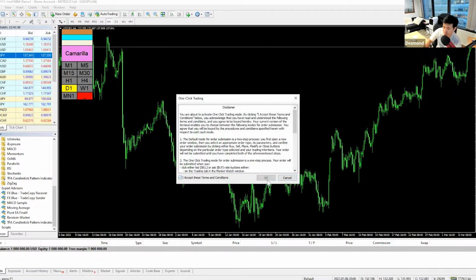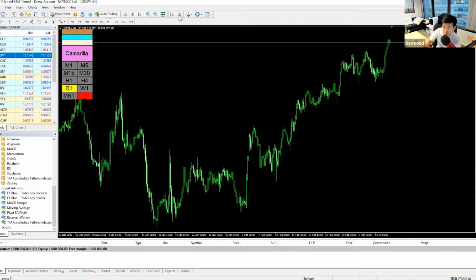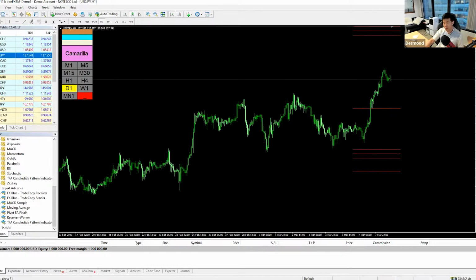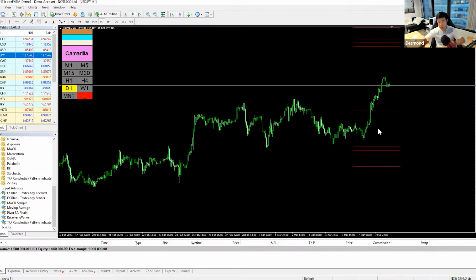So there are the normal, Fibonacci, Woody, and Camarilla pivot points. Then if we're on the H1 chart, we want to use the daily pivot point, right? So you can turn it on and you can turn it off. If you turn it on, this is the daily pivot point on the H1 chart. So you can see it directly on your chart.